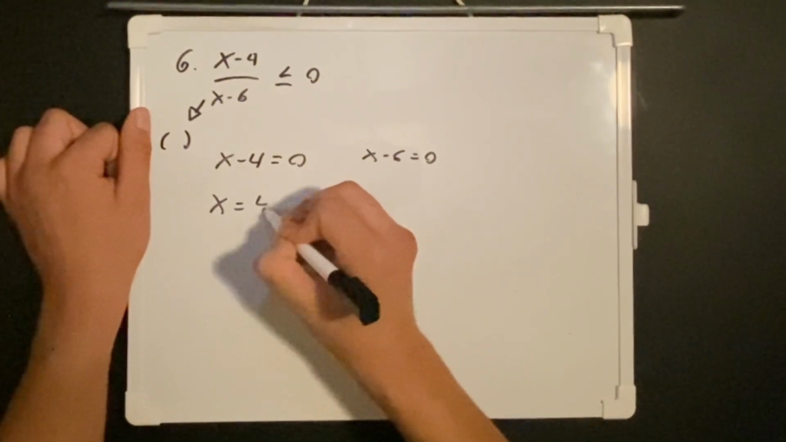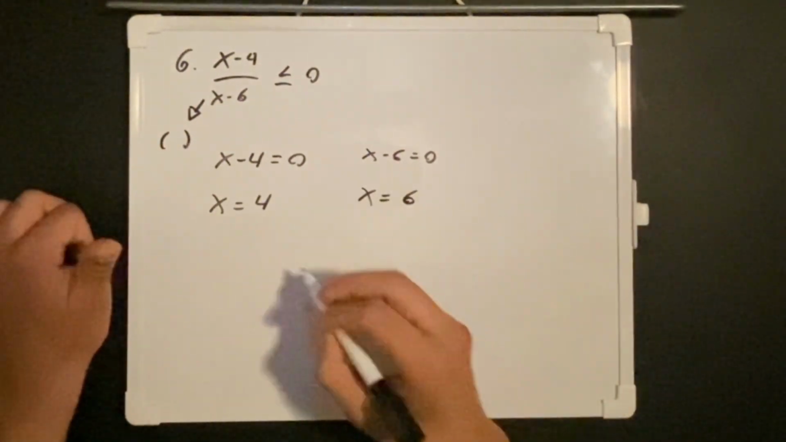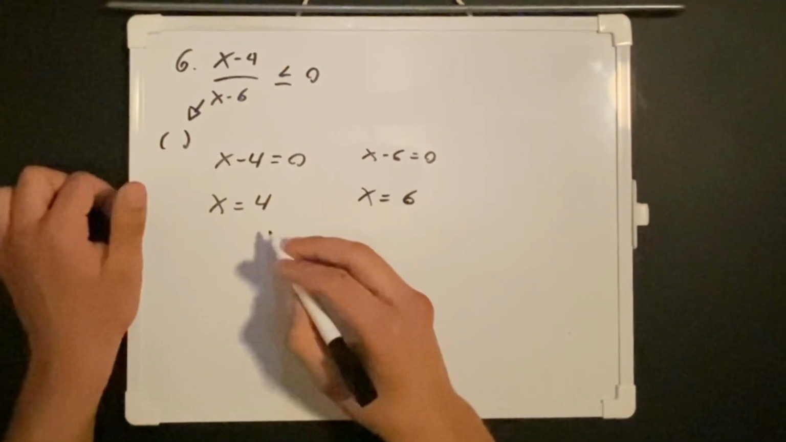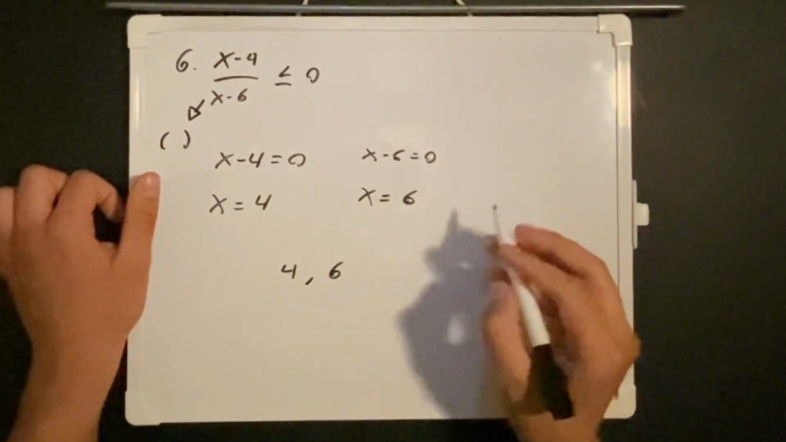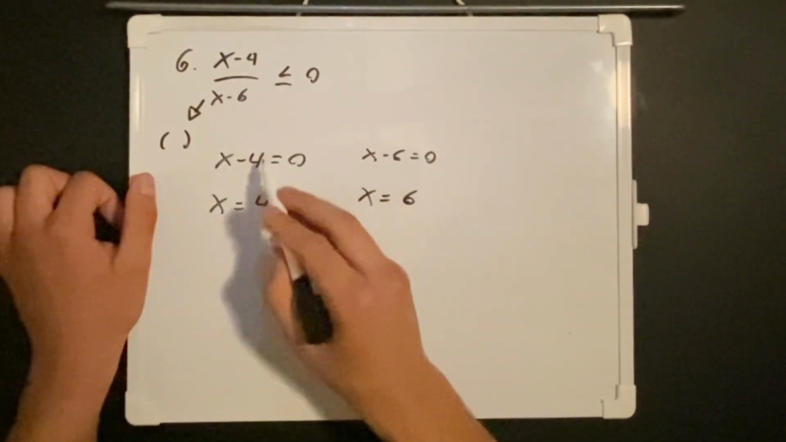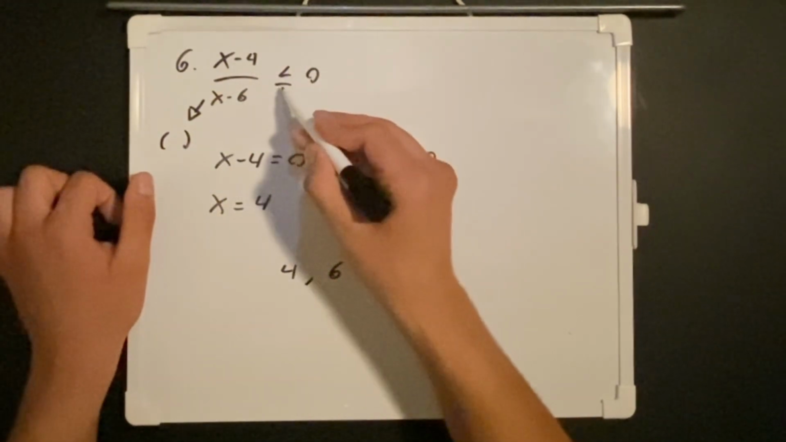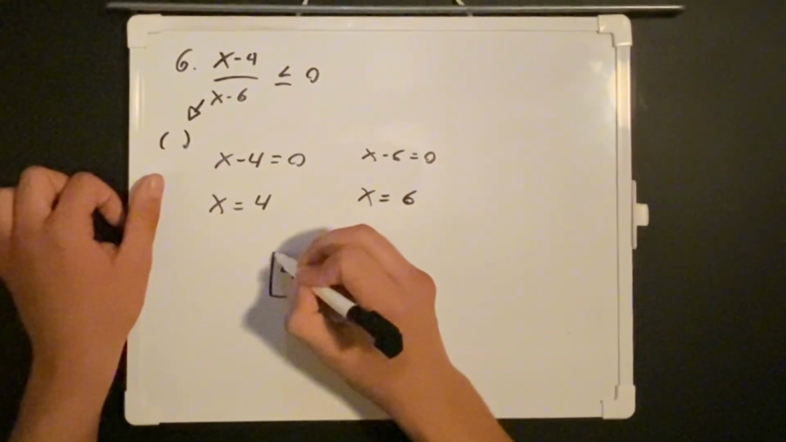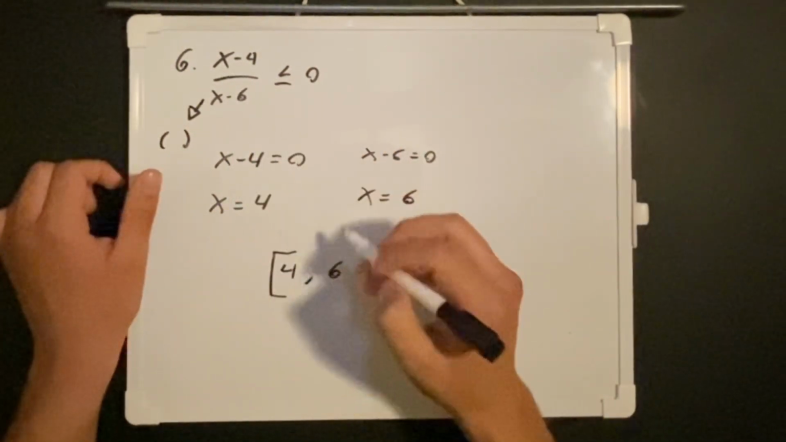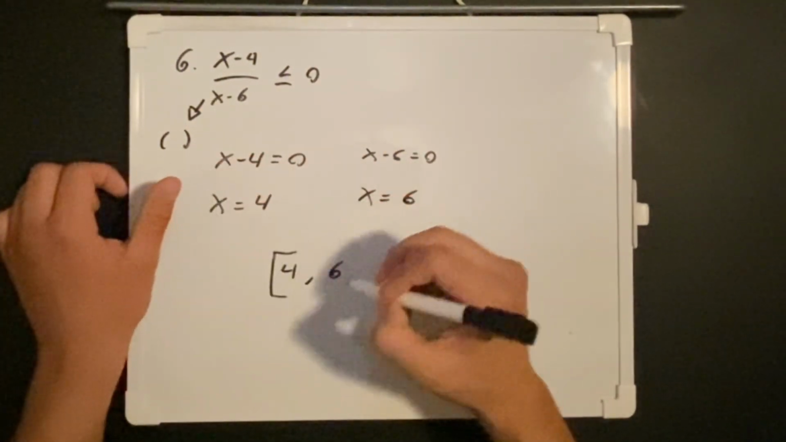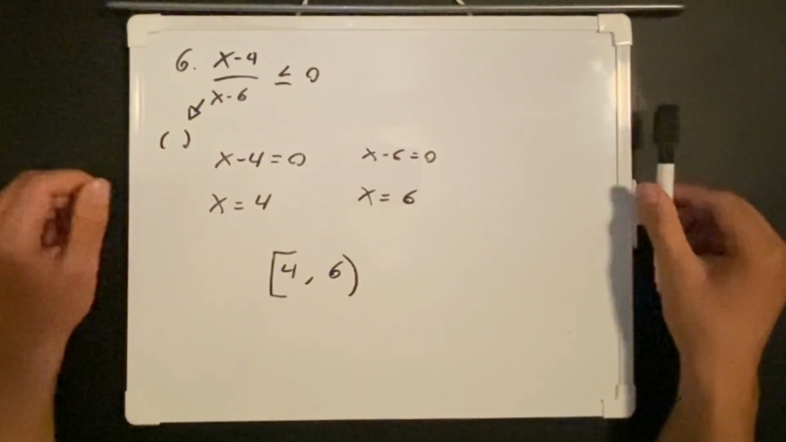And simply solve, we get x equals 4 and x equals 6. Now for interval notation, we must put the least value and then the greatest value that x can be. And since x minus 4 is a numerator and has the equal sign, we can write it as inclusive, or a possibility that x could be. And x minus 6 is a denominator, so it automatically has to be in parentheses. And that's how you solve it for interval notation.